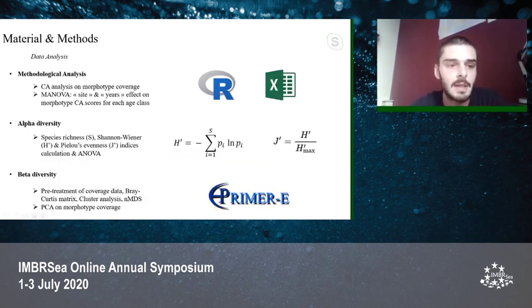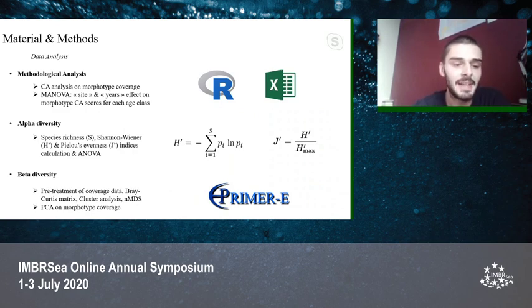Regarding the data analysis, we have first performed a methodological analysis. On the coverage data, we have used a correspondence analysis in order to get continuous data instead of percentages, which are quite dependent on each other. Then we have treated this data independently as a function of the age class of each plate. And for each age class, we have performed a multivariate ANOVA to try to detect a significant site or year effect on morphotype CA scores. Then we have calculated alpha diversity indices: species richness, Shannon-Wiener index, and Pielou's evenness.